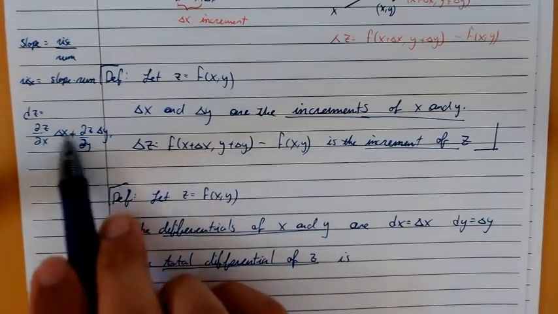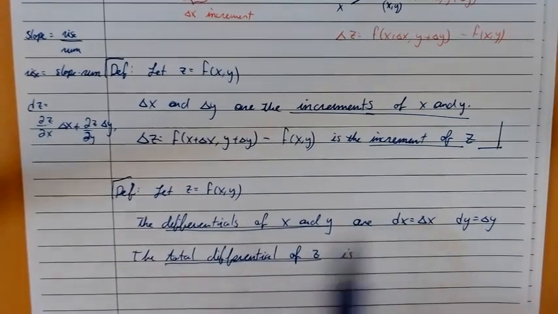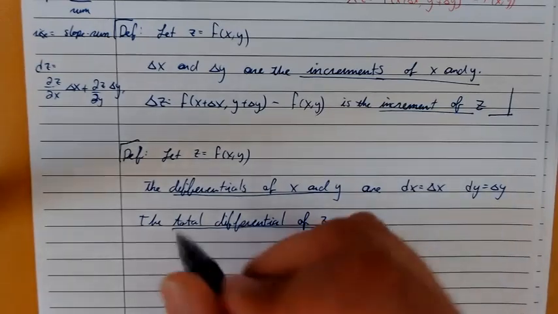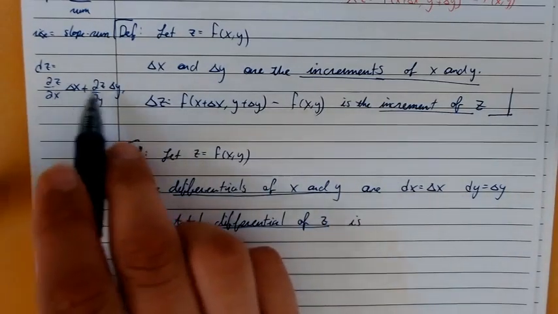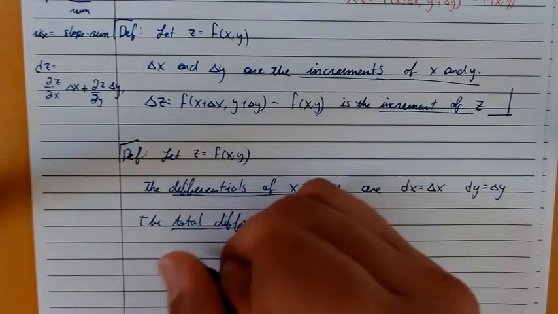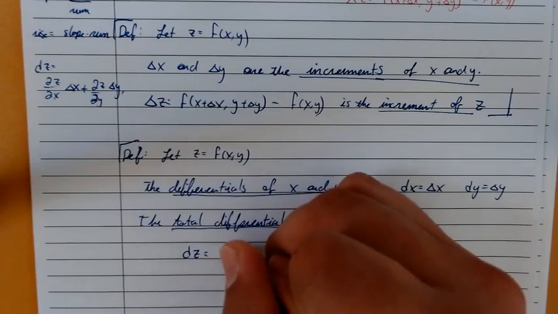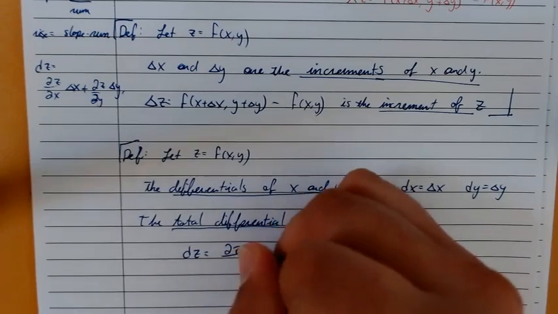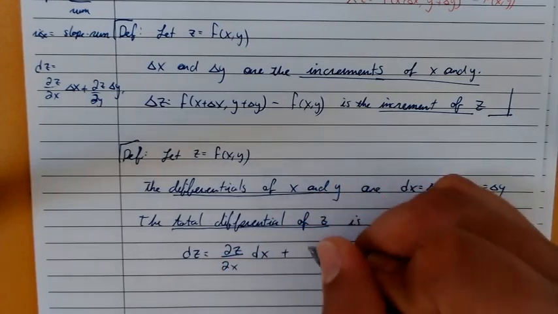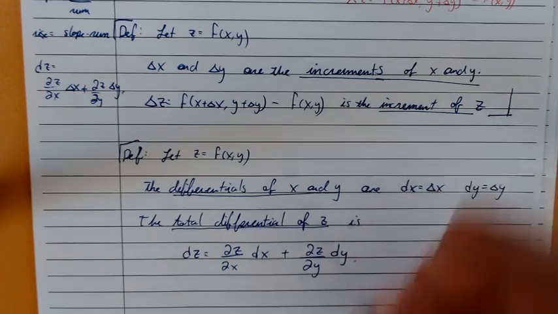Now notice here, delta x is our differential dx. Here our delta y is our differential dy. So here we're going to write it using just differential notation. So the total differential dz is equal to the partial of z with respect to x times the differential of x, plus the partial of z with respect to y times the differential of y.